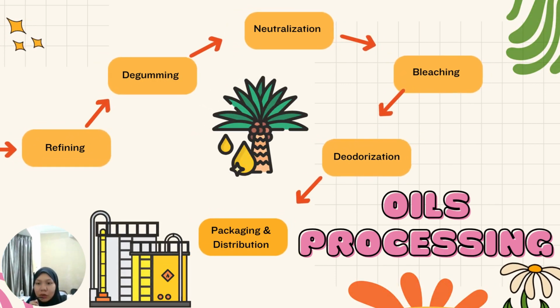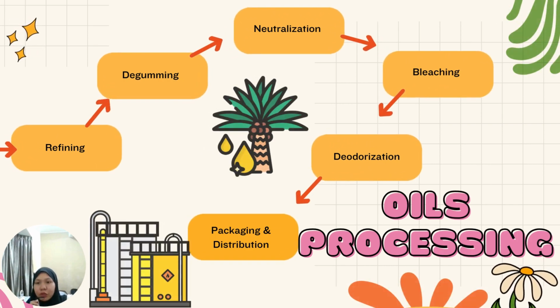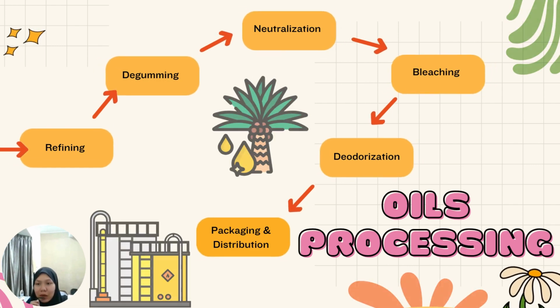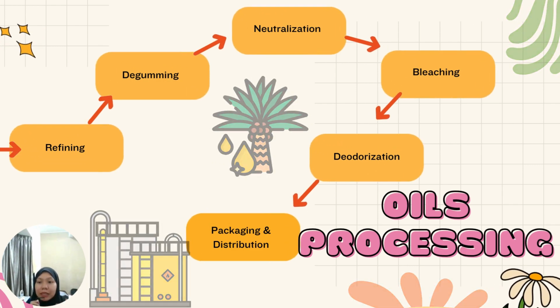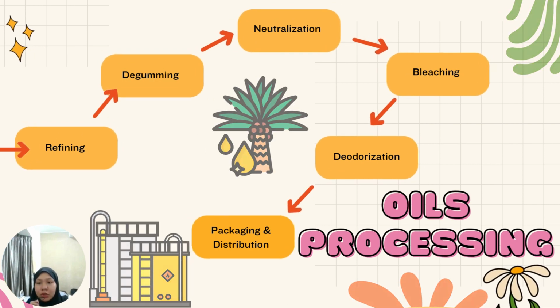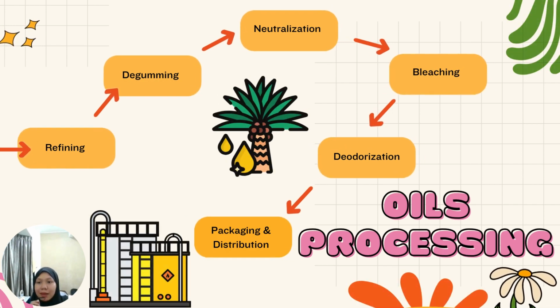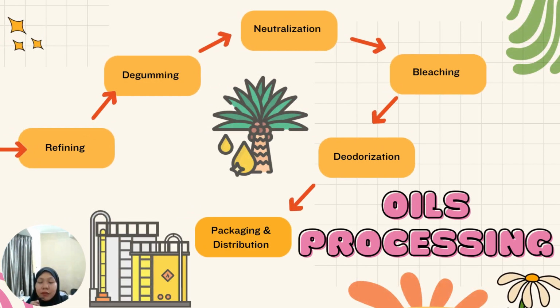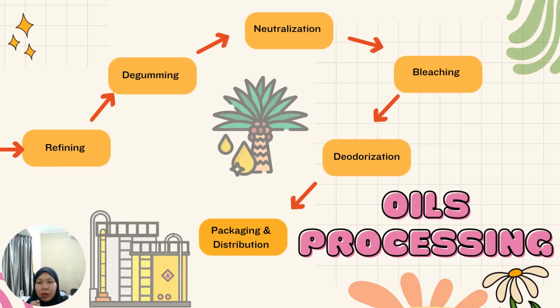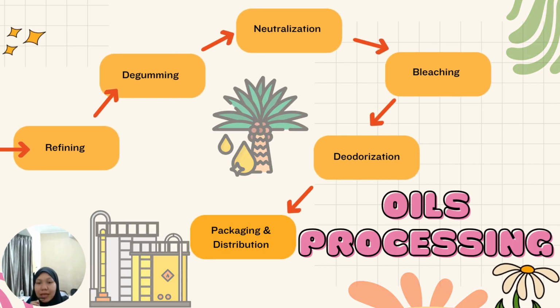Bleaching is carried out to remove color pigments, residual impurities, and odors from the oil. The crude oil is treated with bleaching earth or activated carbon, which absorbs the impurities, resulting in a lighter color and odor-free oil. Deodorization is the final step in refining, where volatile compounds and undesirable odors are removed from the oil. The crude oil is heated under vacuum to high temperature, causing the volatile compounds to be removed. This process helps in improving the oil stability, flavors, and aroma.